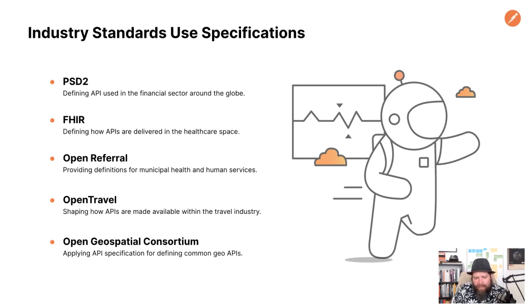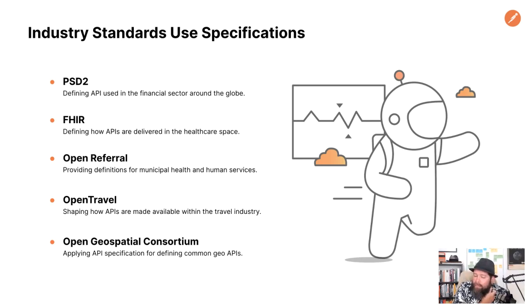Open Referral is another API specific standard that uses OpenAPI to provide definitions for municipal, city level, county level health and human services, making it so that cities can share data more easily across states and across a country. Another is Open Travel, shaping how we deliver APIs within the travel industry. Working on the airlines, hospitality, activities, and other things, providing a common set of standards that can be used to deploy travel APIs, making the industry more interoperable.